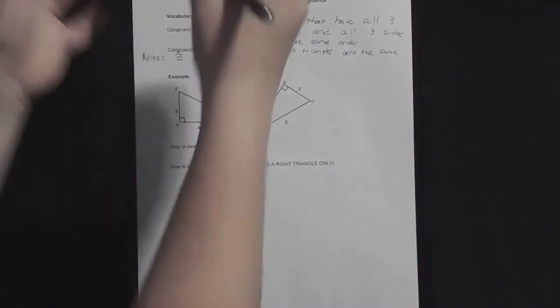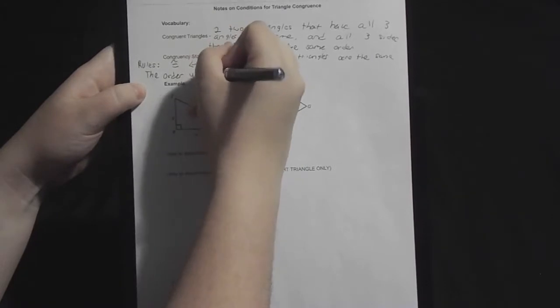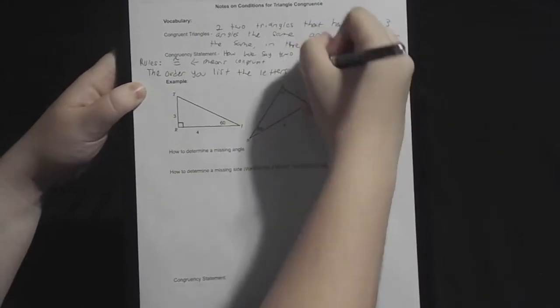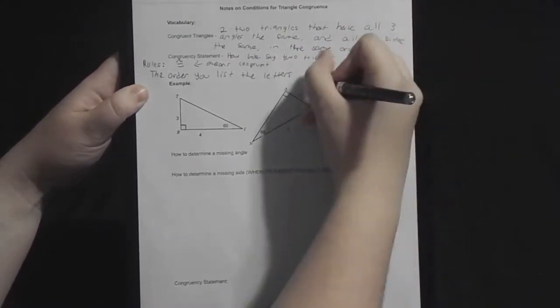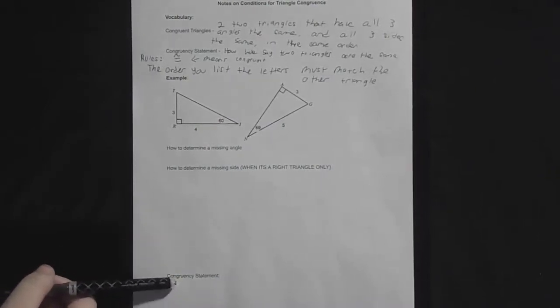The other rule for a congruency statement is that the order in which you list the letters matters. So the order you list the letters must match the other triangle. So the order matters because you have to make sure they match. When we get to the end down here and do a congruency statement, I'll explain that much better.